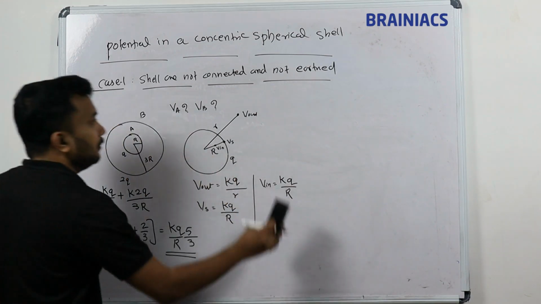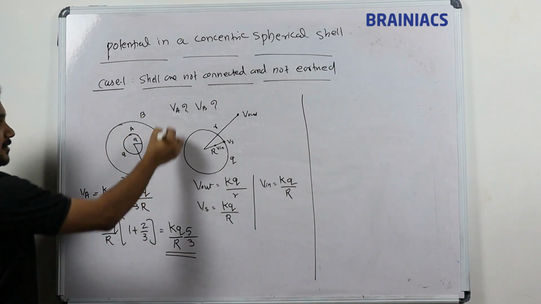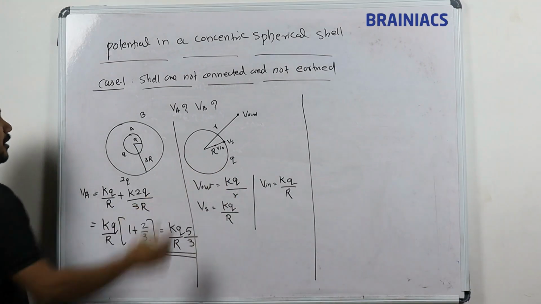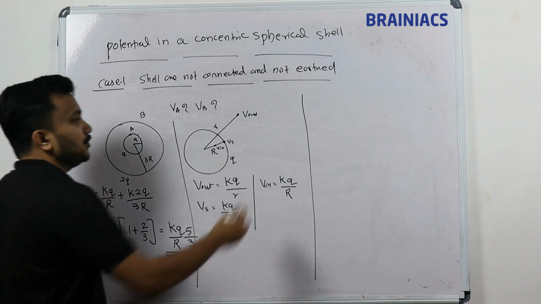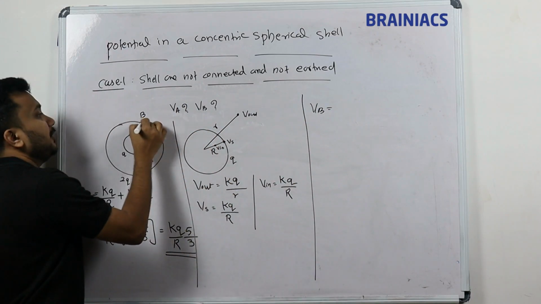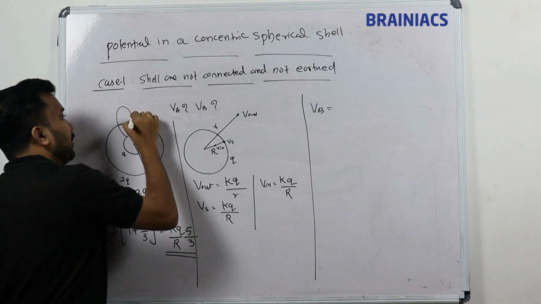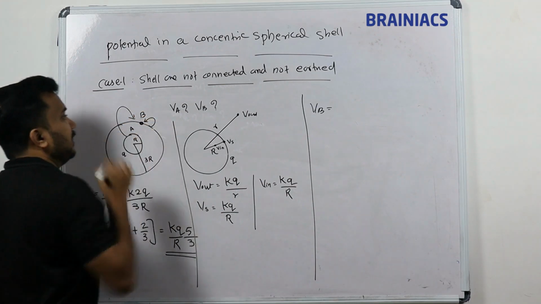Okay, now I am going to find out the potential at B. This is a concept we have learned, the middle part, and this is the answer for the question. Now we'll go to potential at B. Potential at B means I am going to find out the potential here. So potential due to A will be there and potential due to B will be there.